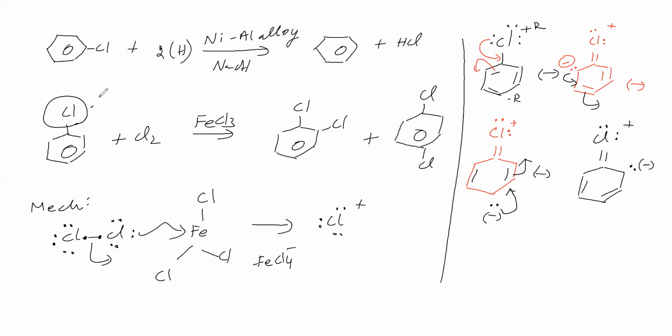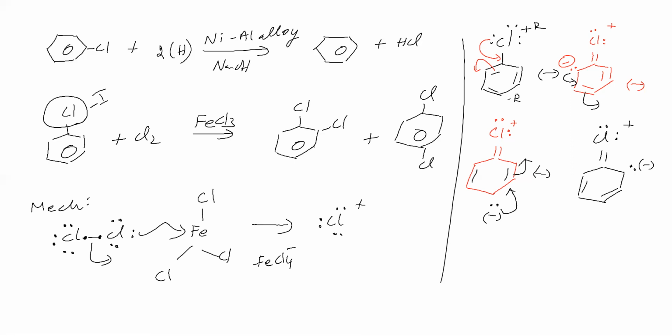Next, this Cl shows a minus I effect. Due to the minus I effect, this Cl is deactivating the phenyl ring towards electrophilic substitution reaction. Therefore, these aryl halides undergo electrophilic substitution with less tendency than benzene. So for aryl halides, the rate of electrophilic substitution will be low when compared to benzene.